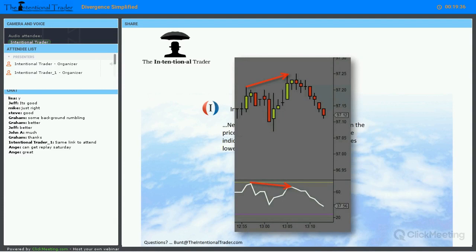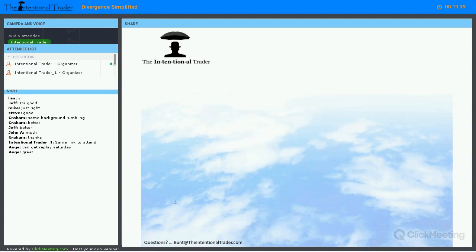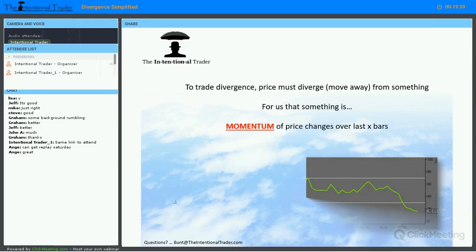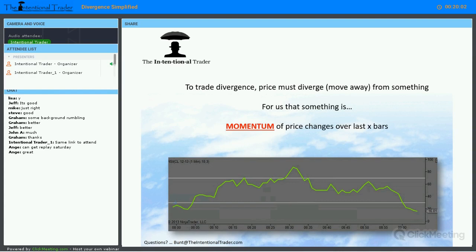Okay, now there are different ways of reading divergence, but we need something to happen for divergence to take place, right? So for us to be able to trade it, we need price, which is what we use, to diverge from something. And for us, the strongest thing to have price diverge from is the momentum of the markets. Okay? The momentum of price. So not just price itself, but the momentum of price, and that would be over the last X number of bars.